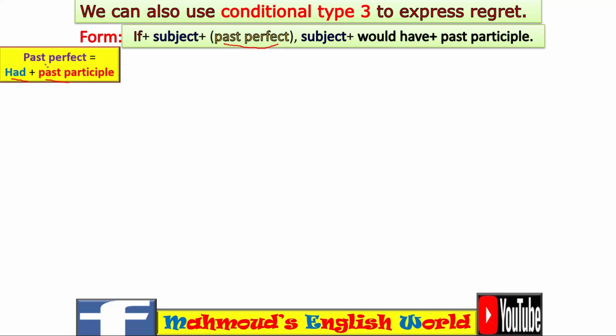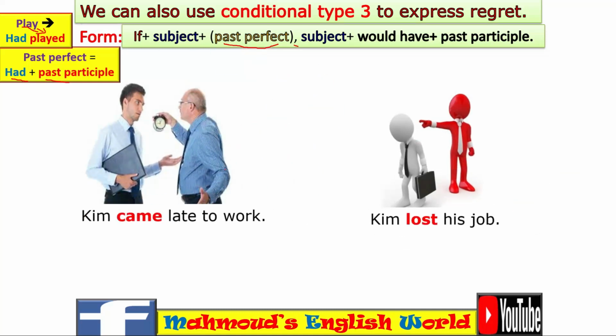Great job. And for example, if we have play, it becomes had played, had, and this verb in the past participle of the verb. Plus comma, subject would have or wouldn't have plus the past participle. This is just a review. It's not a lesson about conditional type 3. There is a separate lesson about conditional type 3. You can watch it before this so that you can understand better. But let's see more examples.